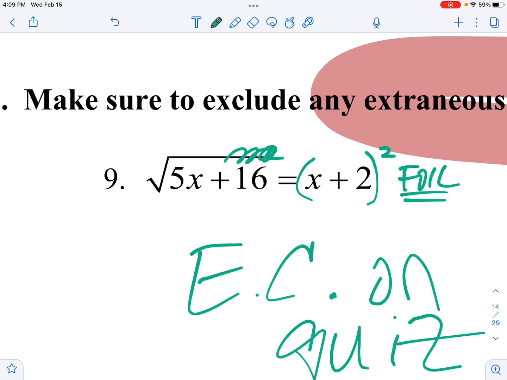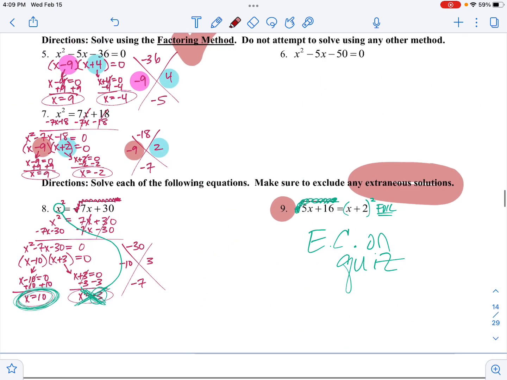But this side, the square and the square root cancels out. So see if you can actually do this problem because it's going to be extra credit on the quiz. Get it checked with one of us and then throw it on your note card and you're going to get over 100 on your quiz.